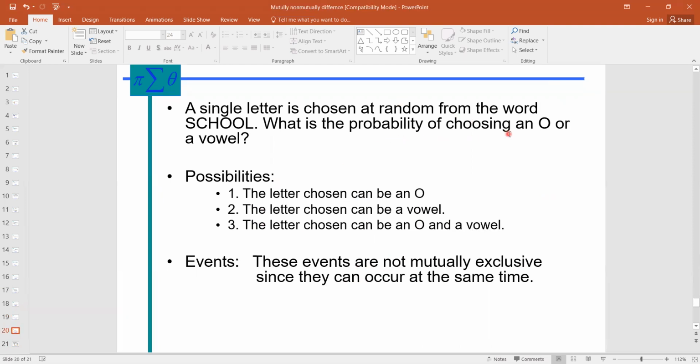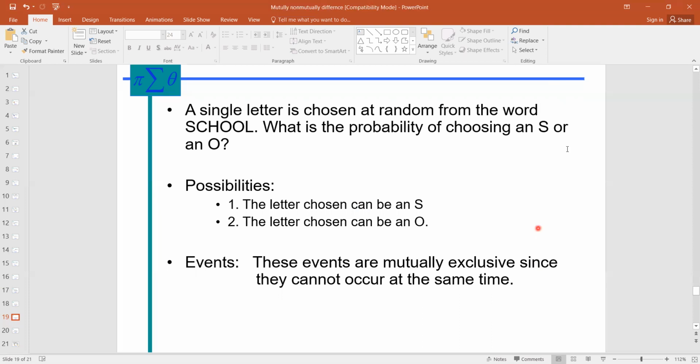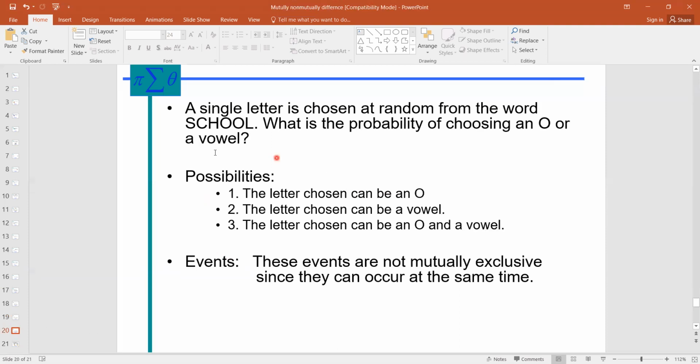So if we want to see the probability of choosing an O or a vowel, you can see this example becomes non-mutually exclusive. Whereas when we choose the two letters S or O, then this is a problem of mutually exclusive events. But on the same word, if we choose the letter O or a vowel, this becomes an example of non-mutually exclusive events. So you can see the problem is the same; just if we change the letter for which we want to find the probability, then it becomes mutually or non-mutually exclusive. So we can decide this on the nature of the problem when we read it.